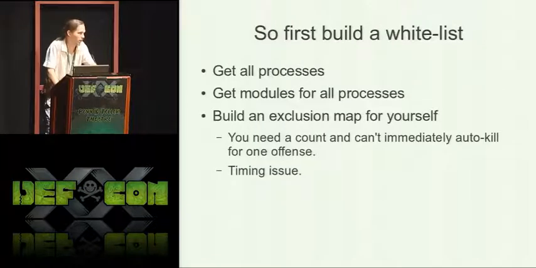So first you could build a whitelist. You could get a list of all processes, all modules in all processes, and that's essentially your exclusion list. And then you've got the rest of memory to check out and see if it's in use, see what permissions it has, see if it has simple headers or structures. Then you could automatically kill anything that you think is reflective injected, but there's an issue with that.